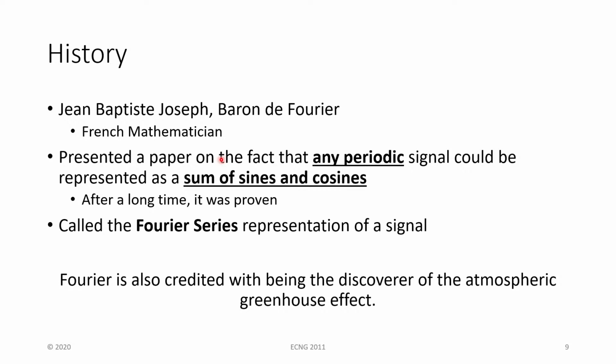So the person who invented it was Jean-Baptiste Baron de Fourier, and he presented a paper that said any periodic signal can be represented as a sum of sines and cosines. But at the time when he theorized it, no one was able to prove it until a couple of years down the line. Someone sat down and did the math to prove it, and because he made the theory, they named the proof and the theory after him. Actually, he's also credited for the discovery of the atmospheric greenhouse effect.